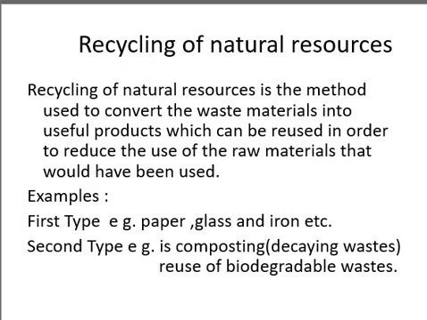The second type is composting. Composting is decaying of waste material by decomposers, reuse of biodegradable wastes. For example, we can use the manures of animals, poultry manures and livestock manures, which can be used for gardening and other purposes as well.